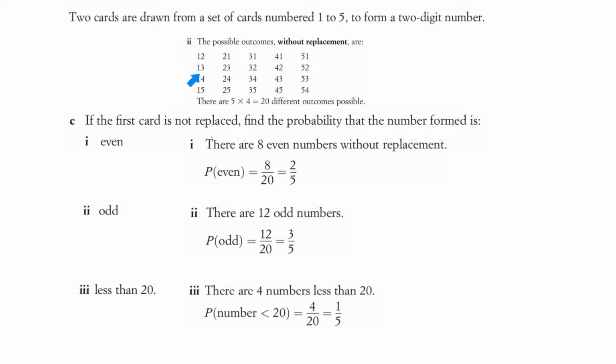Odd, go through and just get all the odd numbers. Now, these are read as numbers, so that would be an even number, for example, 12. 13 is an odd number. So we'll just go through. You've got 1, 2, 3, 4, 5, 6, 7, 8, 9, 10, 11, 12. Good, 12 on 20. That's 3 on 5. And less than 20. Now, less than 20 is just these 4 here. So that'd be 4 on 20, which is 1 on 5.